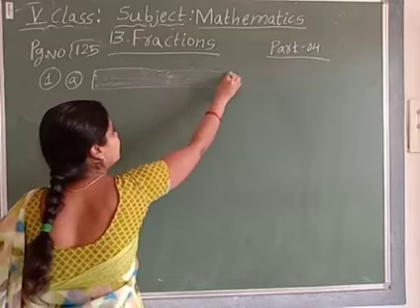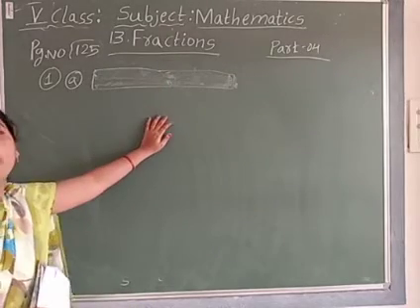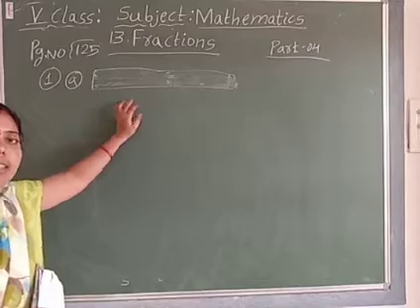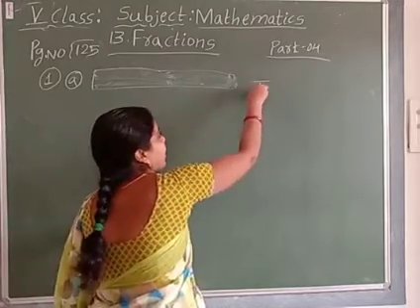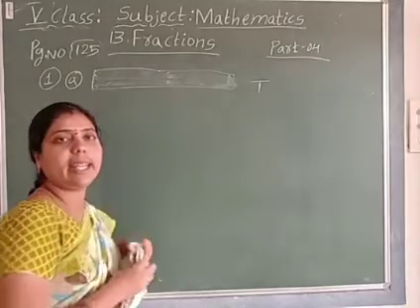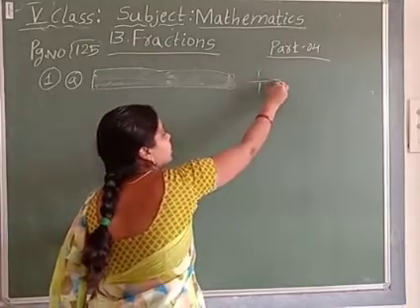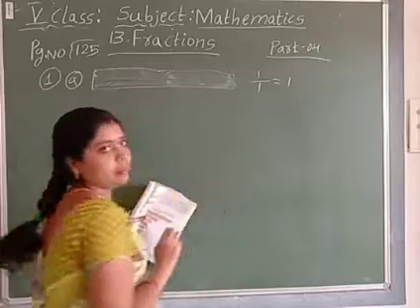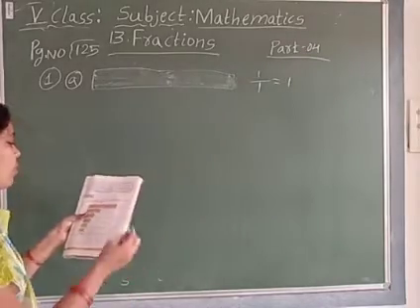See here, total how many parts in the figure? One part. So how many parts are shaded here? One part. So one by one. One by one means one only. So you will remember it, children: one by one equals one only. So next one.